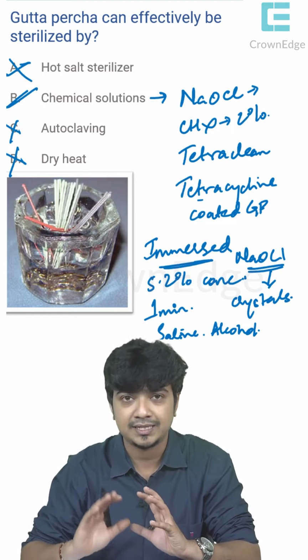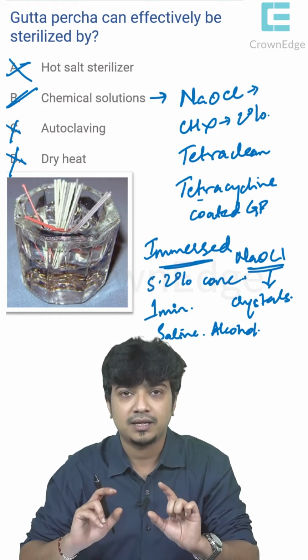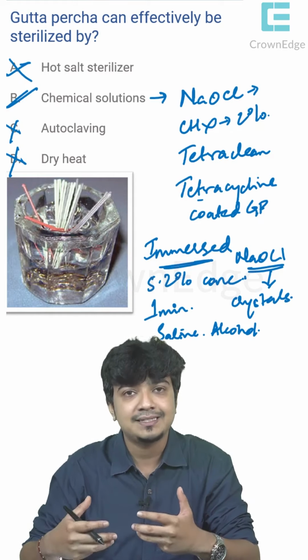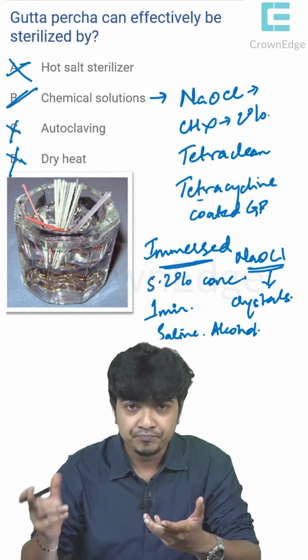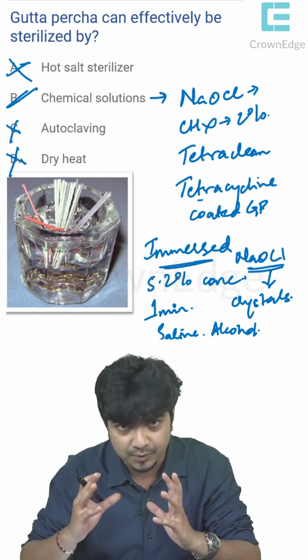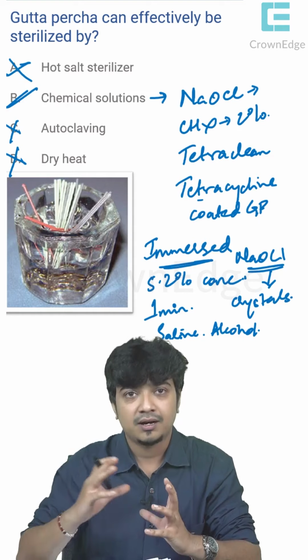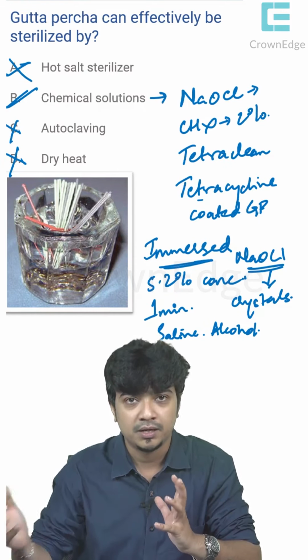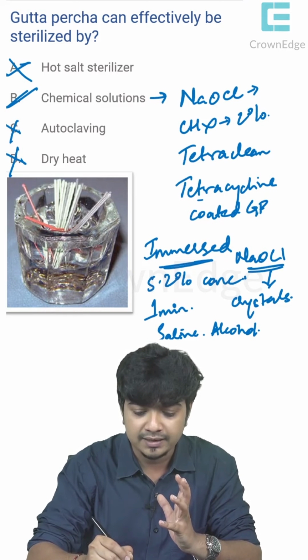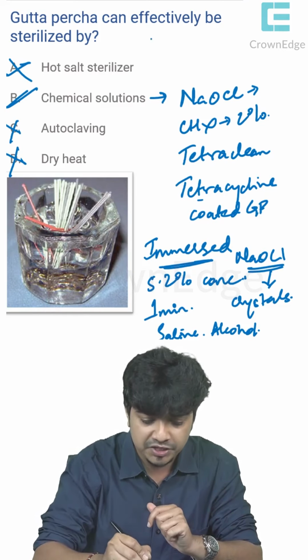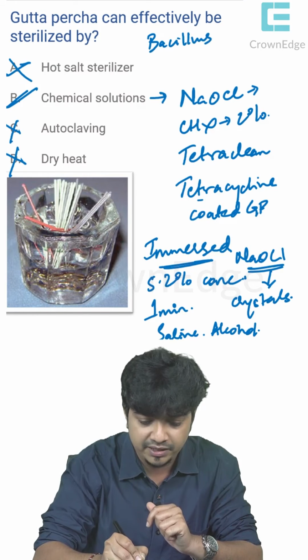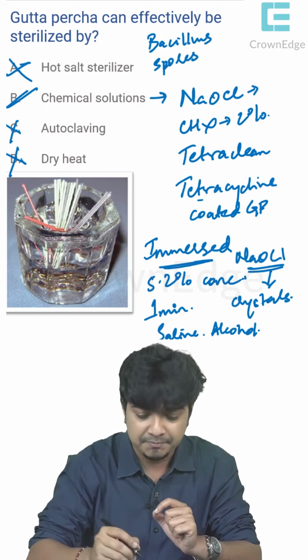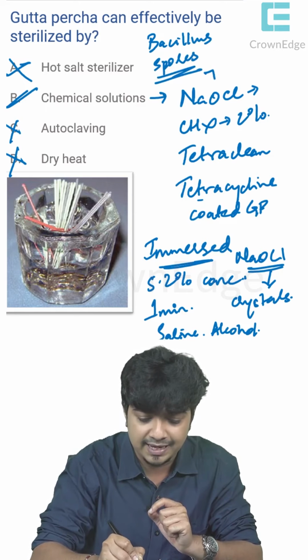Studies have shown that there is no residue which is left, and an added advantage is that chlorhexidine in general is antibacterial and there is substantivity. So once it gets coated on the gutta percha, there is an antibacterial activity which can be seen up to 1 week. However, sodium hypochlorite is probably the only solution which can effectively remove the bacillus spores. That is, the Bacillus subtilis spores can be eliminated only using sodium hypochlorite.